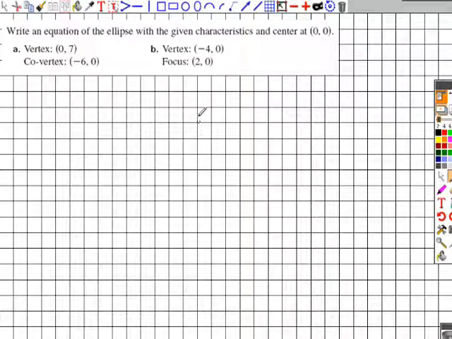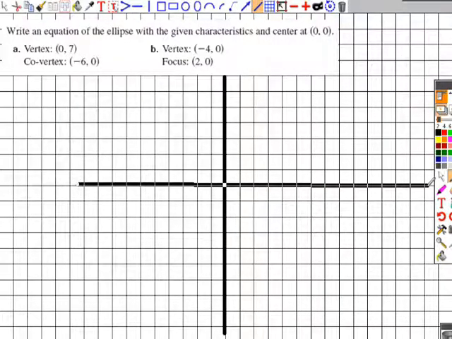So what we're going to do is, let's just draw in my axis here, right? So let's plot what we were given. We have -4, 0, right? And then we have 2, 0. Okay, so if this is one vertex, that means my other vertex is at 4, 0. If this is one focus, then the other focus has to be here.